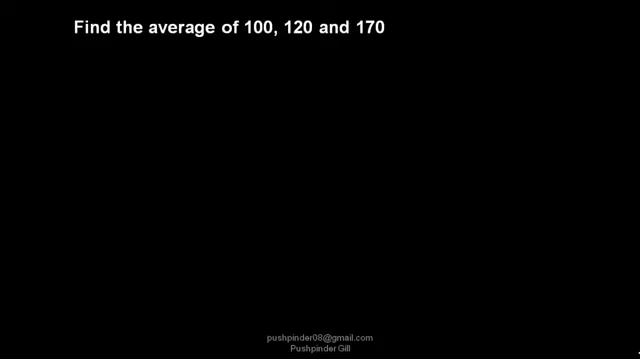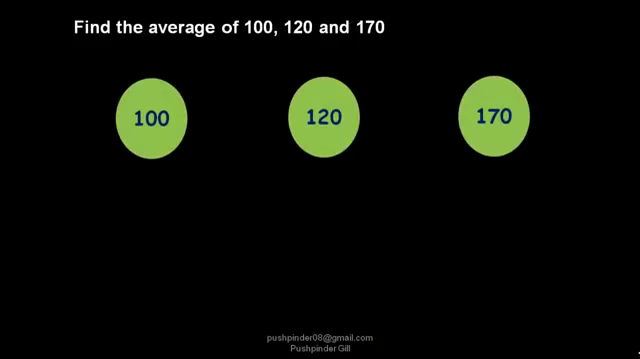Now the question is asking me what is the average of 100, 120 and 170. Now what do you do? You calculate the average by doing 100 plus 120 plus 170. But instead of doing that, you can assume any number to be the average, right? Let me assume that 100 is the average. Okay, let's calculate the average of these numbers, I want to show a different point. So the average of these numbers is 130.